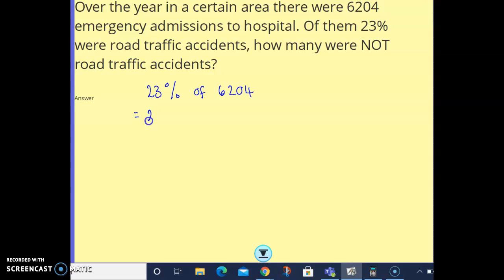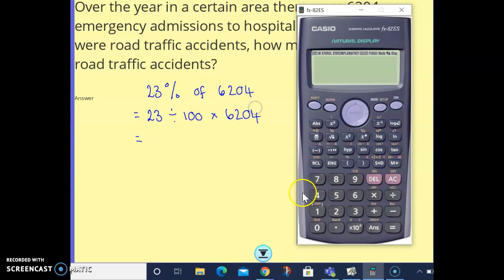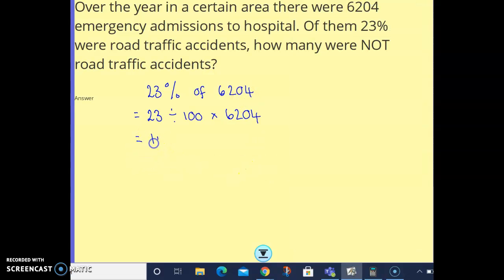Percent means out of 100, so do 23 divided by 100 times 6,204. We get our calculators out. So doing 23 divided by 100 times 6,204, which is 1,426.92. So that's how many were road traffic accidents.